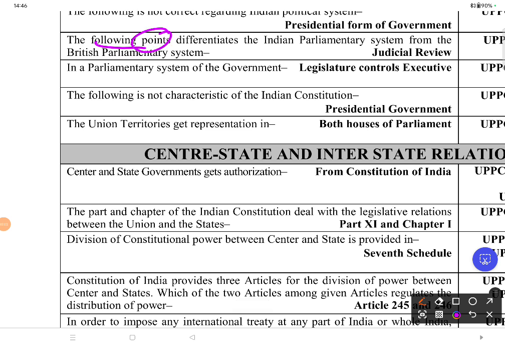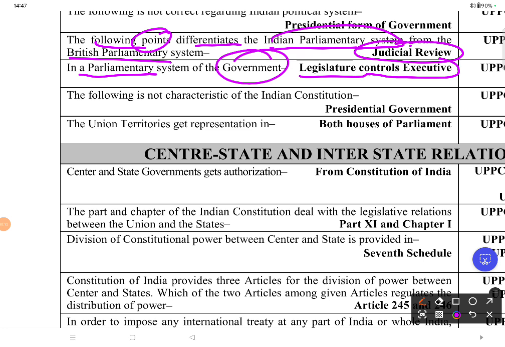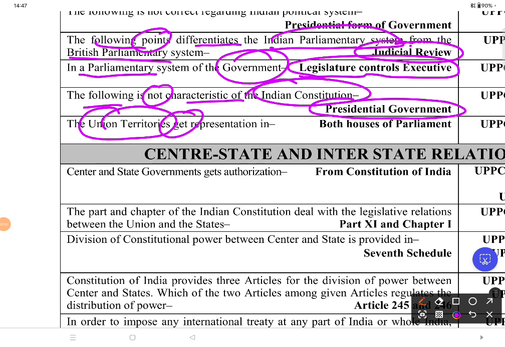The following points differentiate the Indian parliamentary system from the British parliamentary system: judicial review. In a parliamentary system of government, the legislature controls the executive. The following is not a characteristic of the Indian Constitution, that is presidential government. Union territories get representation in both houses of Parliament.